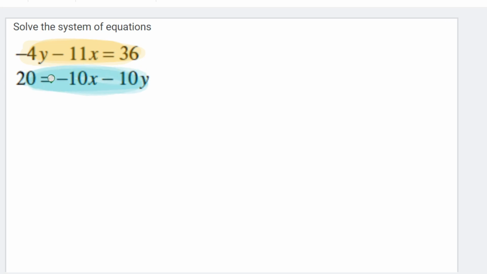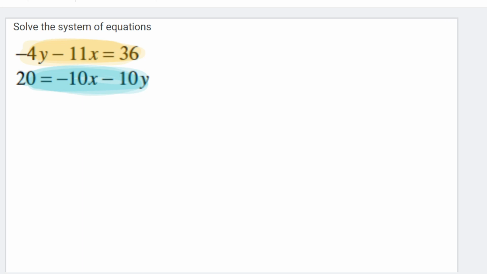All right, so the first thing is I need to choose between elimination and substitution. Now notice none of the coefficients, so none of the numbers in front of x and y, have a 1. So substitution would probably be a pain. So instead, I'm going to use elimination. And to use elimination, I need these written in standard form, or at least in the same order.